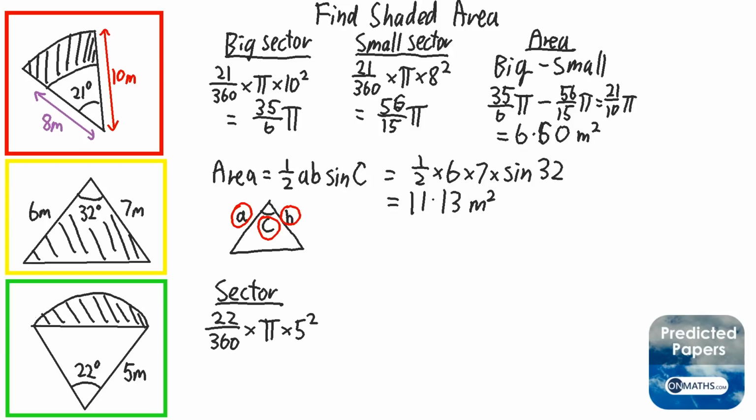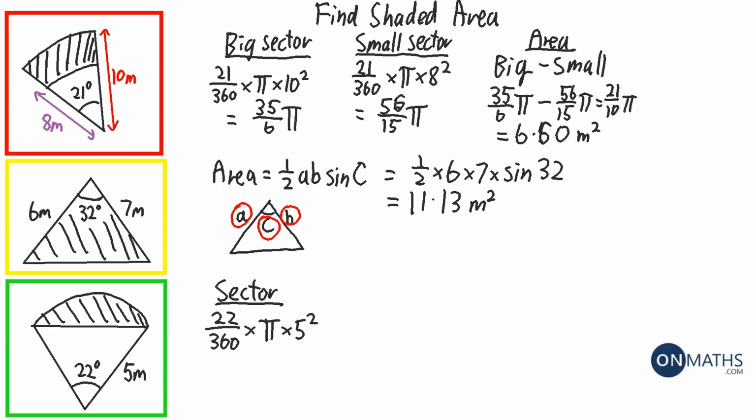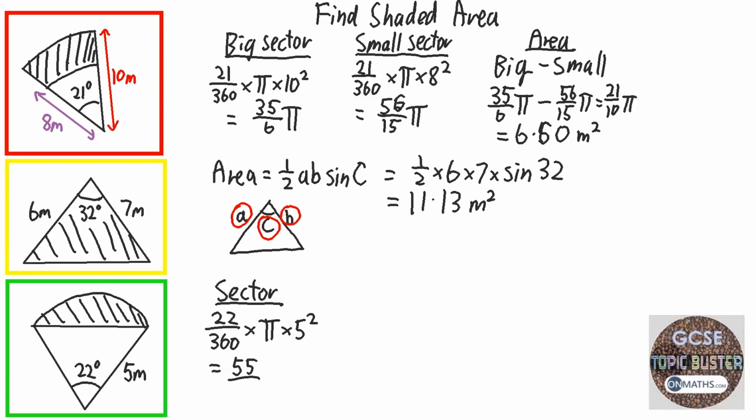Okay, let's do that on the calculator. 22 over 360 times pi times 5 squared. And again, I'm going to leave my answer in terms of pi so I have some accuracy, because I know that I'm going to do something else with this later on. So that's the sector sorted.